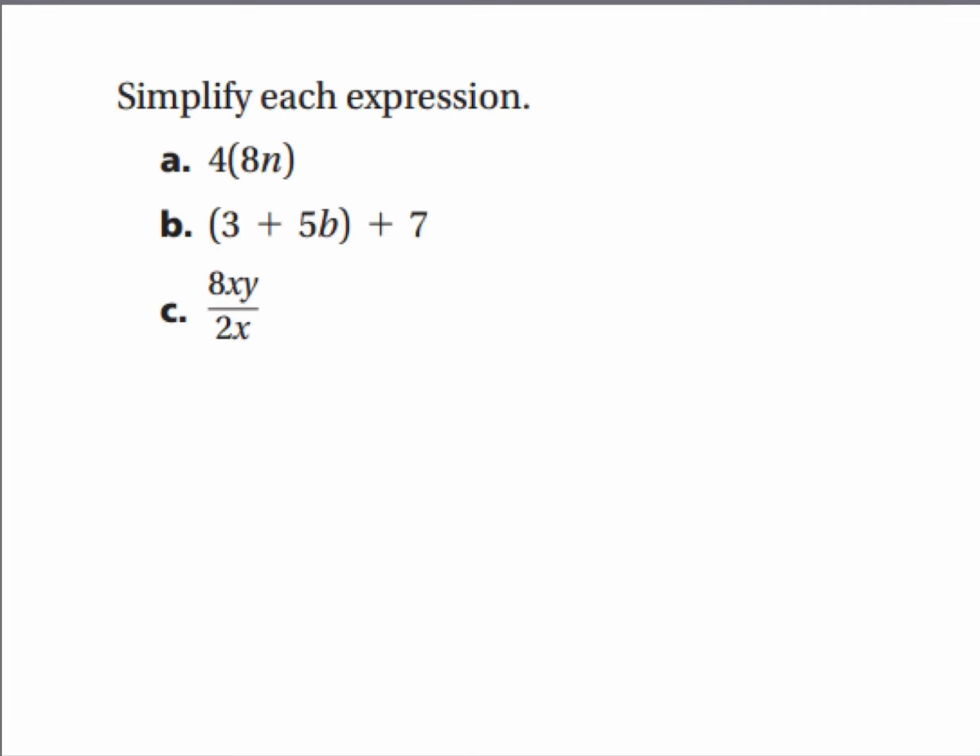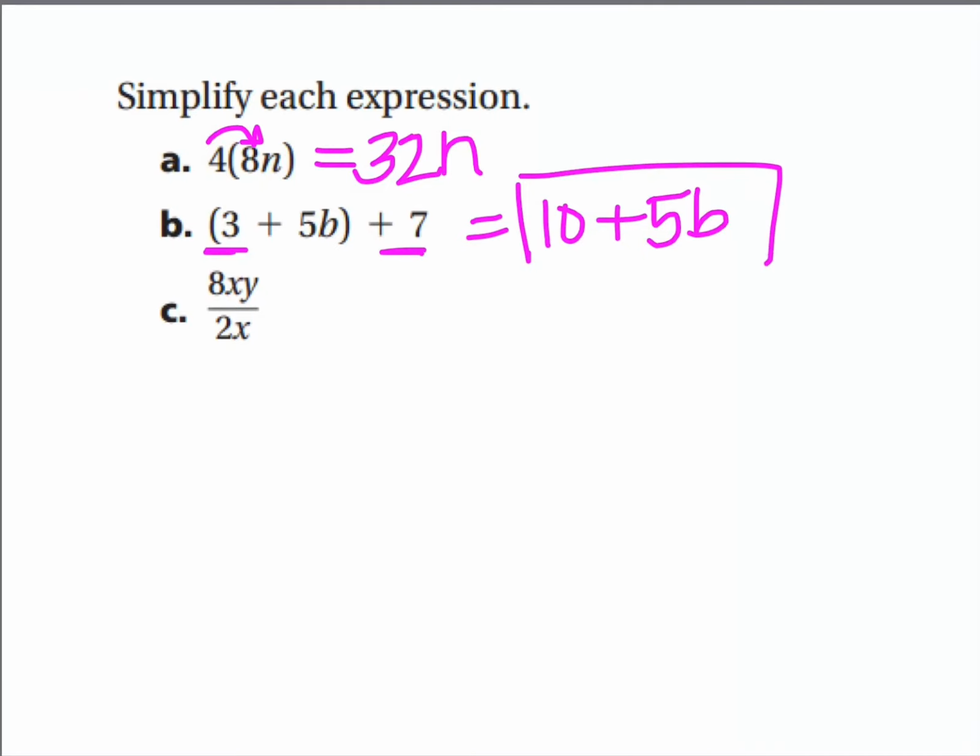Okay, these first two are multiplying 4 times 8n. If I have 4 groups of 8n's, how many will I have? Well, 8 times 4 is 32 n's, so that's my final answer there. Letter B, my only like terms are the 3 and the 7. So I'll have a 10, and then I still have that 5b that I have to account for. So that's my final answer for that one. And on letter C, I'm going to separate like terms again. 8 divided by 2 gives me a 4. My x's cancel each other out, and then I'm left with a y.